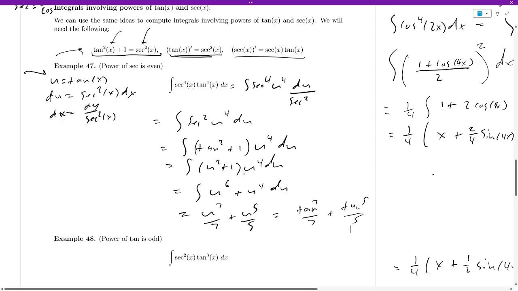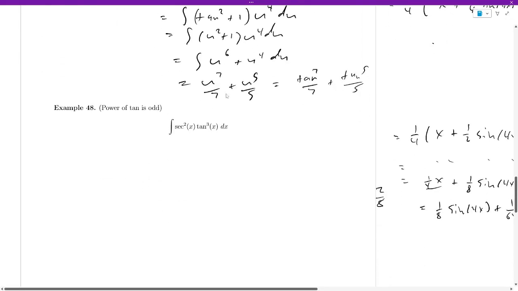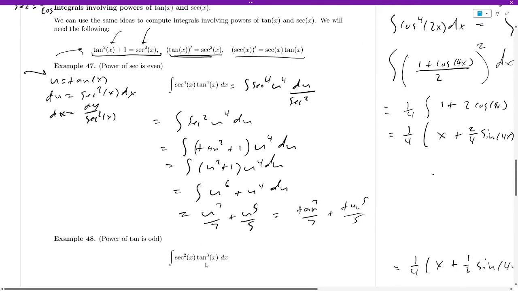It only worked out so nicely because we picked the right u. So if you want to memorize something, if the power of secant is even, then u equals tan is what you should pick. If the power of tan is odd, as we'll see in this example down here, you'll want to pick u as secant. But it's the same idea as before, where whatever you pick for u, you'll divide by its derivative. That's going to change the even one, the secant one, into still an even one, but smaller.